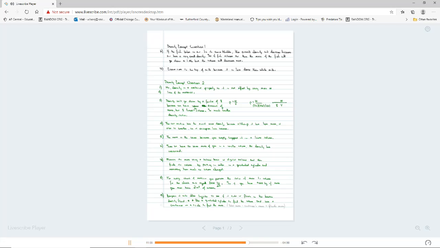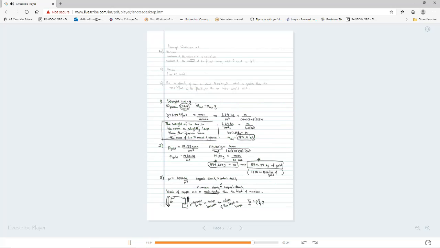Will an ice cube float in a glass of alcohol? And the answer is no. The density of ice is about 970 kilograms per meter cubed, where the density of this material is 790 kilograms per cubic meter of the fluid, which is less than the ice.